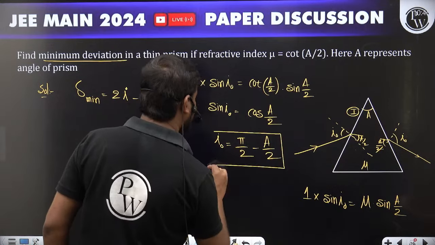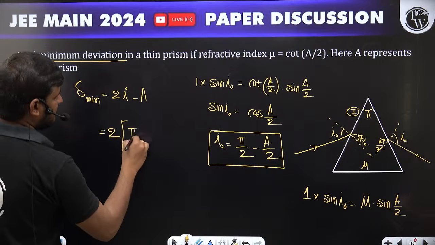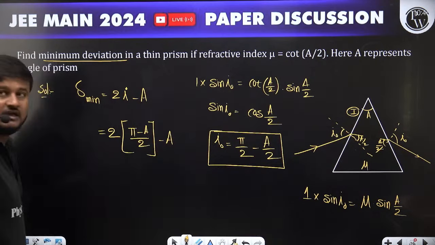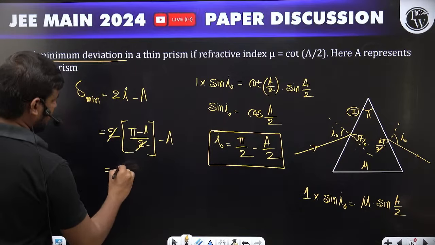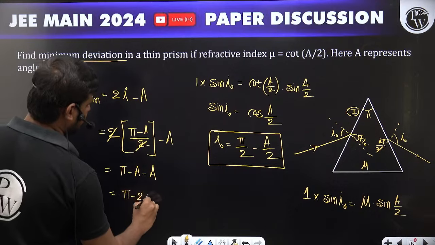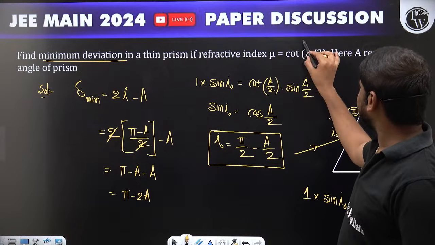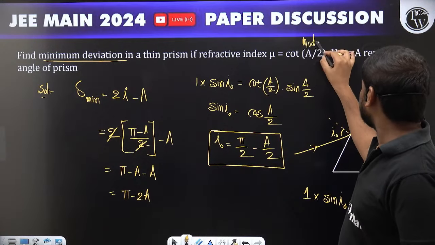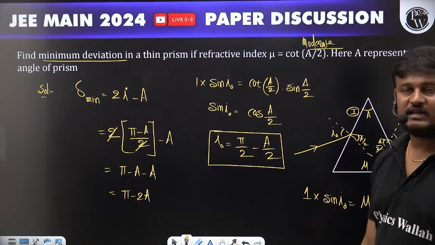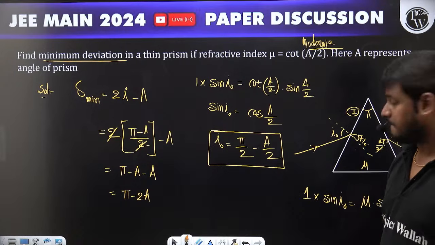So substitute that I naught value here. 2 into, what is I naught? Pi by 2 minus A by 2. Overall I can write pi minus A by 2 minus A. Here 2, 2 gets cancelled. Pi minus A, which becomes pi minus 2A. That's it. Okay, so this question I can consider a moderate to difficult level question. Those who did ray optics perfectly can solve this question. Done? Clear?